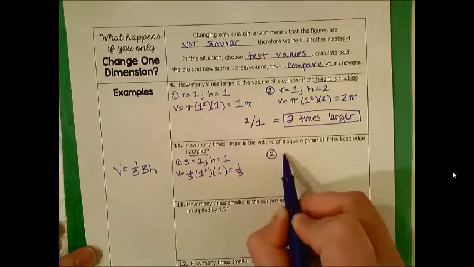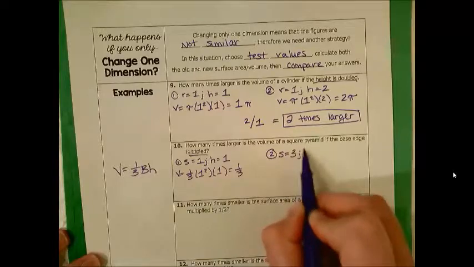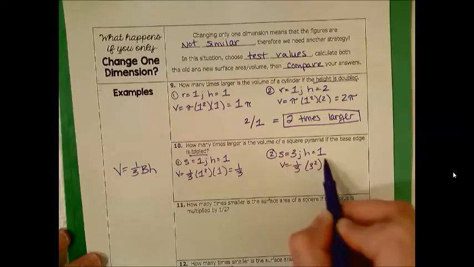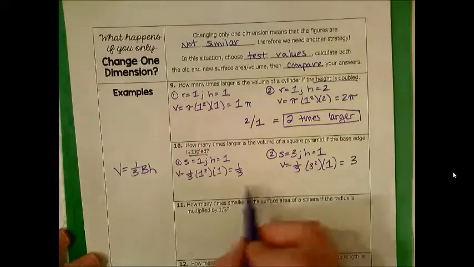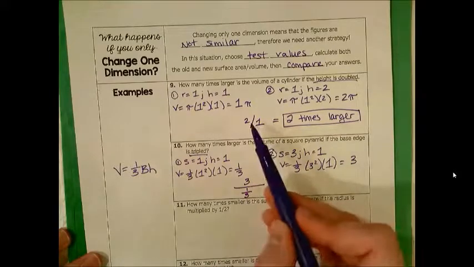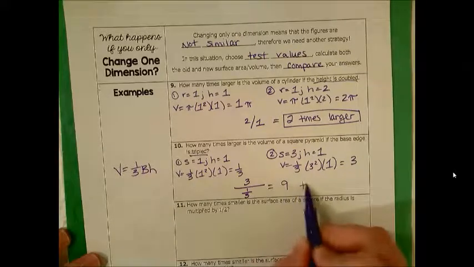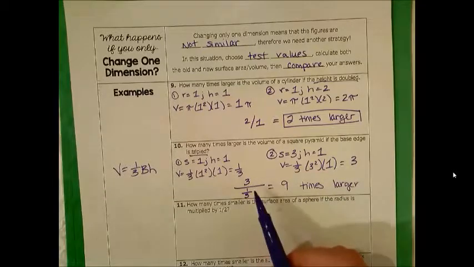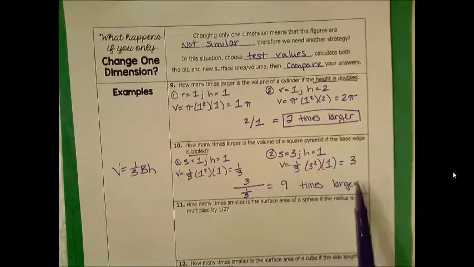In my second situation, it says the base edge is tripled, so that means the side will be 3 and the height will remain 1. So here my volume is going to be 1/3 times 3 squared times 1. This will give me 3. So then if I say 3 over 1/3, which is again, here I did 2 over 1, gave me 2. 3 over 1/3 will give me 9 times larger. I'm making this ratio just to compare, but you could compare just visually 1/3 to 3 and see that that is 9 times.